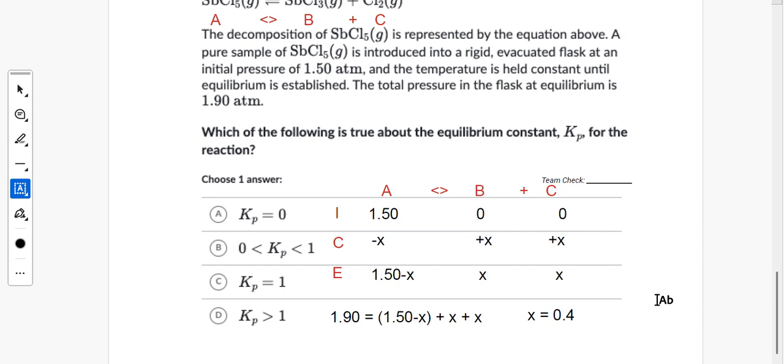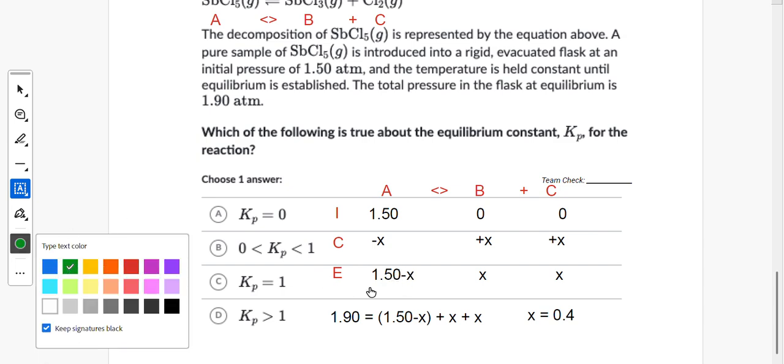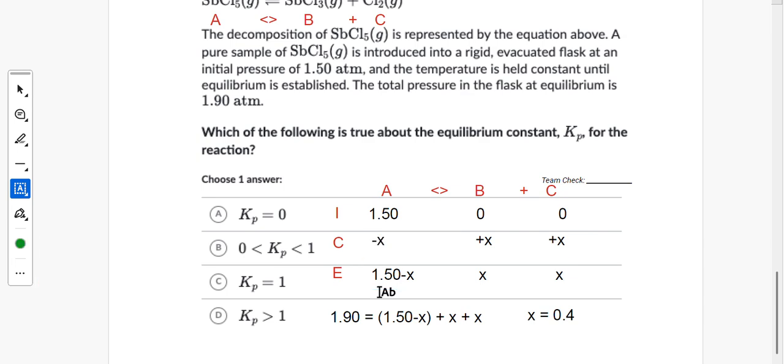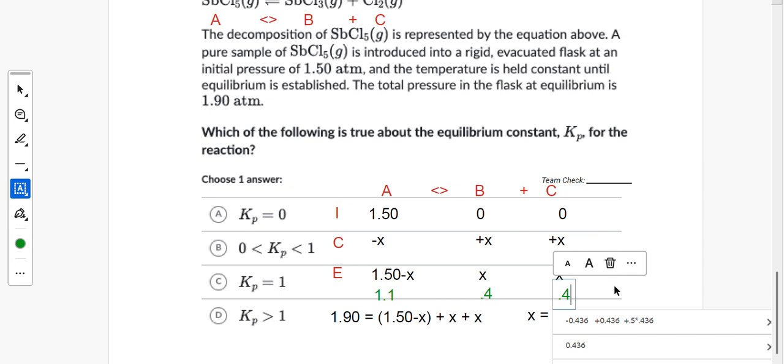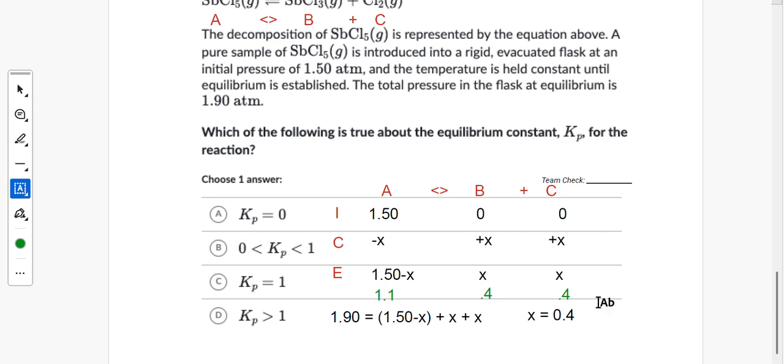Okay, so we've now established, and this is where a lot of people are like, oh, I got the answer, 0.4. No, dump that 0.4 back in here to figure out what each one of these concentrations are. And I'm going to switch to the color green. 1.5 minus 0.4 is 1.1 for this concentration. This concentration is going to be 0.4, and then this concentration is also going to be 0.4. Okay, so I've got all of my concentrations there.